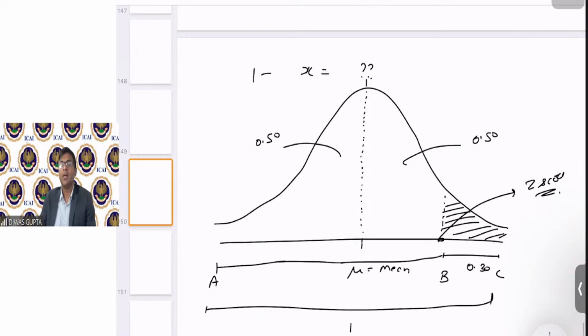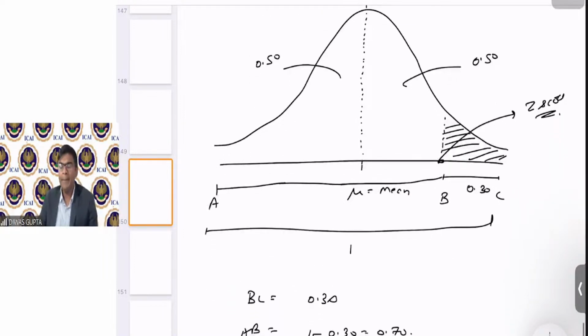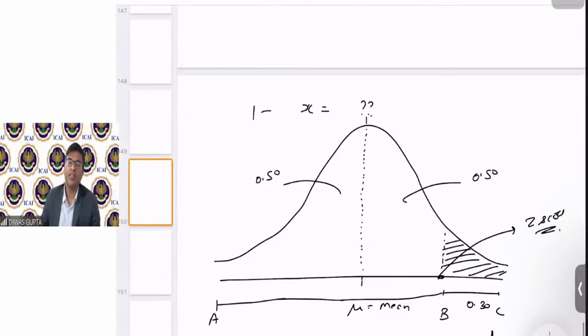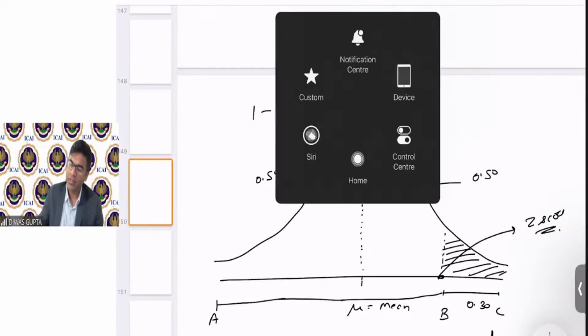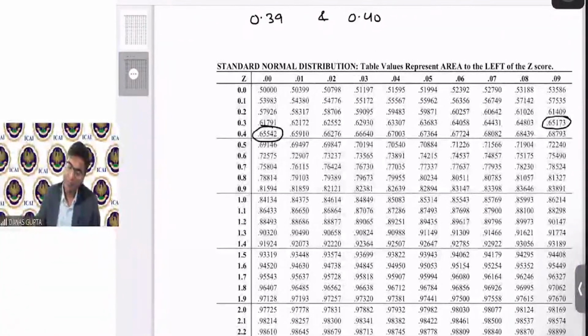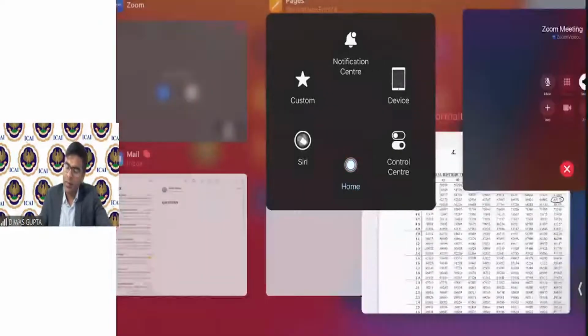Okay, students, this is a very standard functionality of a standard normal distribution table. From left to right is what we have to always consider, and that is what is mentioned in this table as well. Table values represent the area to the left of the Z score. I hope this is clear, students.